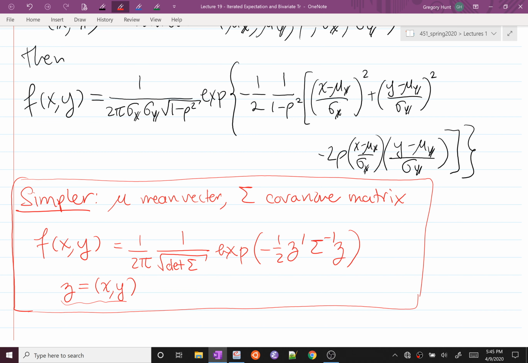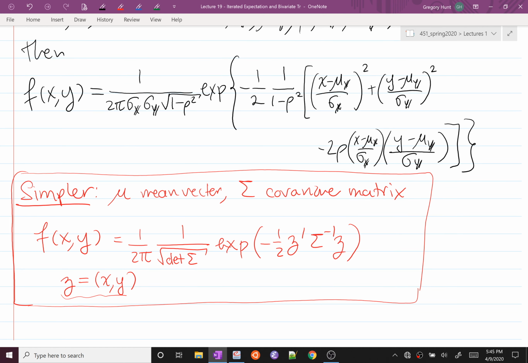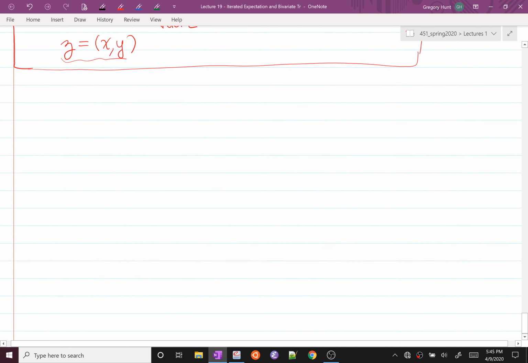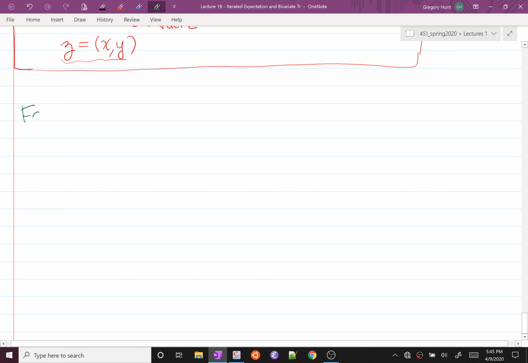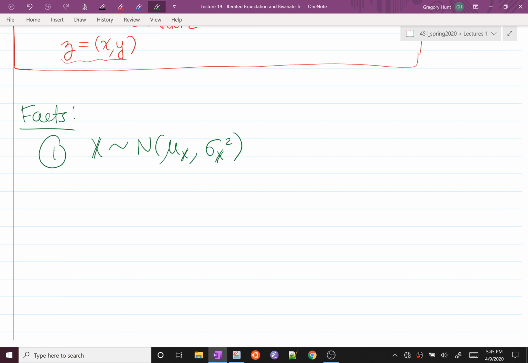Okay. So practically, what are some nice, useful facts of the bivariate normal? Useful facts to know. 1, x marginally has a normal distribution with mean mu x and variance sigma squared x, not surprisingly. And there's a corresponding fact for y. So marginally, they're just normal with their respective means and variances.